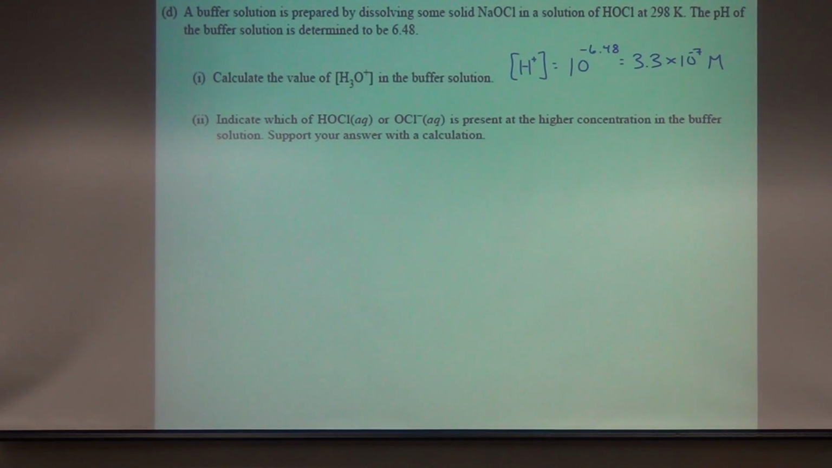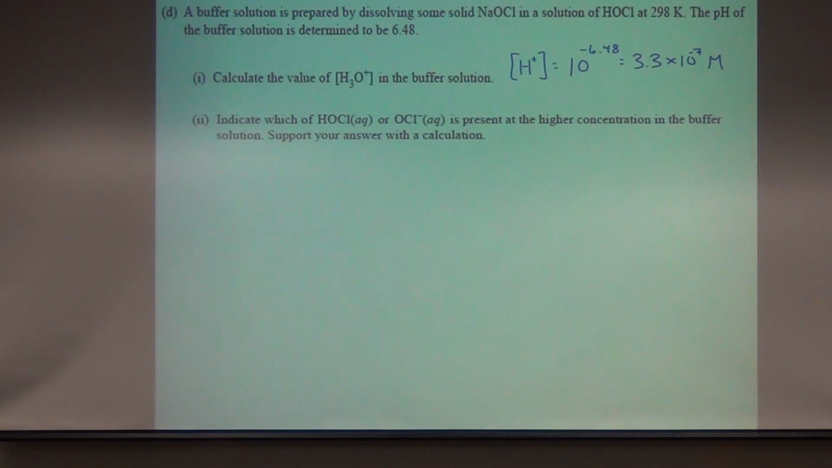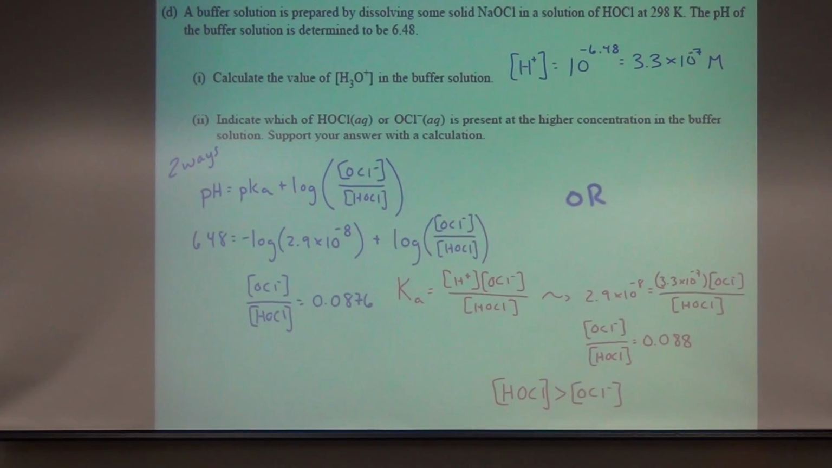All right. Now, there's some more work here. Indicate which of these two is present in a higher concentration in the buffer solution. This is hard. You can do this 2 ways. Let me show you. Wait, would that give you the Ka or the Ka formula? No, that's pH. So pH equals negative log of H plus. So if I take 10 to the negative pH, I get H plus. So the blue one is what I would do. This is what the AP answer key did. I like the blue. So let me just talk this through with you.